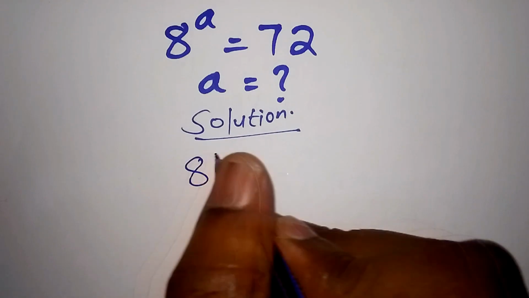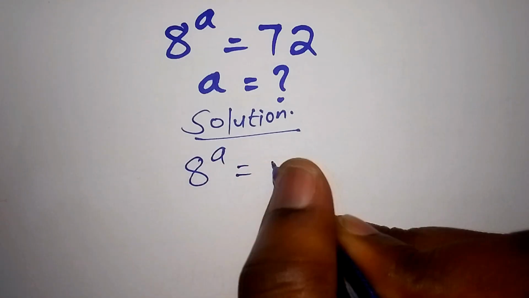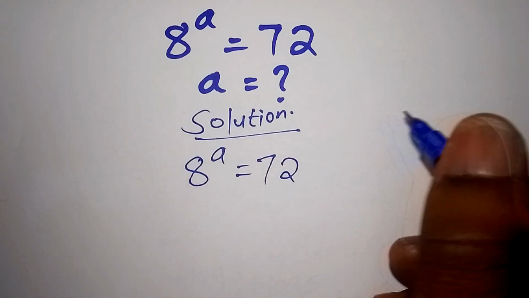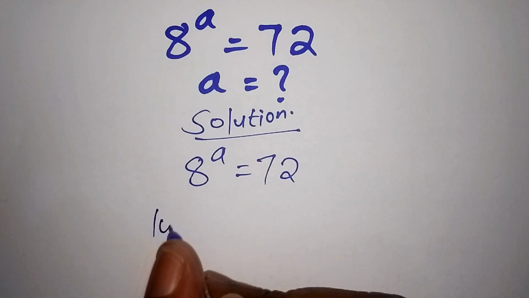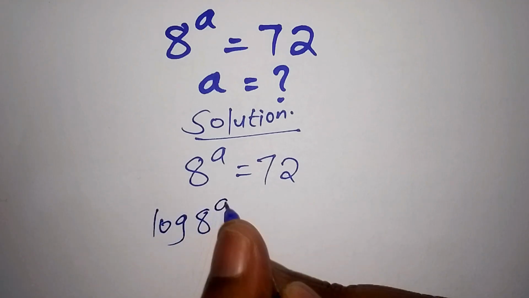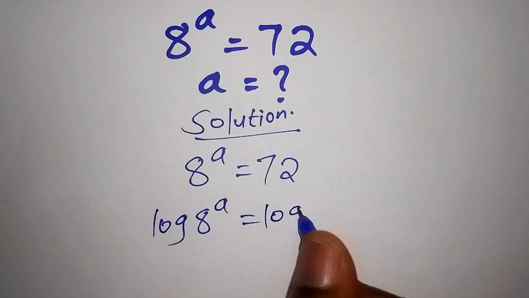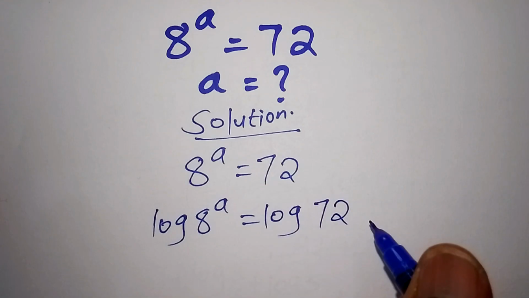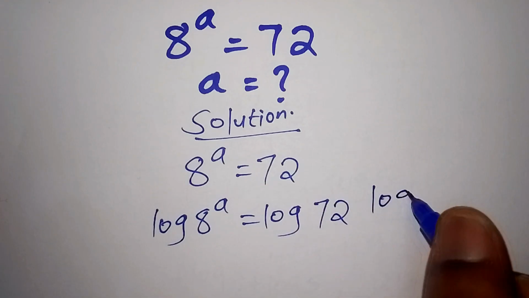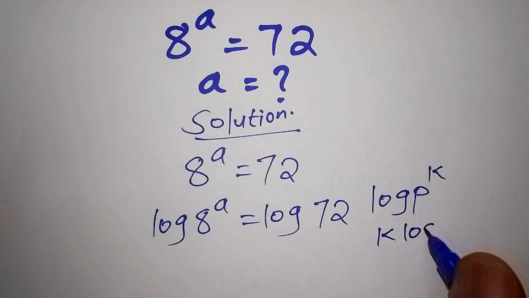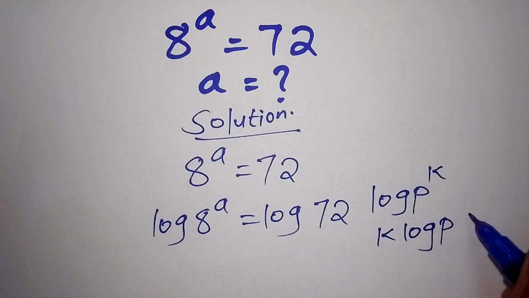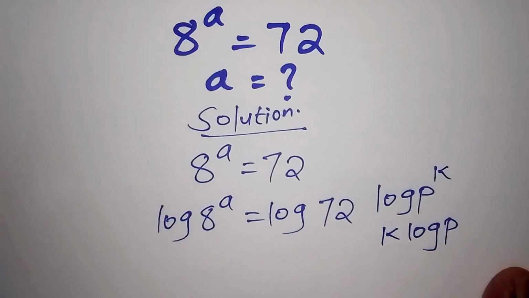So we have 8 to the power of a is equal to 72. We are trying to find the value for a. So the first thing, let's introduce the log. So now we shall have the log of 8 to the power of a is equal to the log of 72. When you have, for example, the log of p to the power of k, this can be written as k times the log of p, according to the law of logarithm.